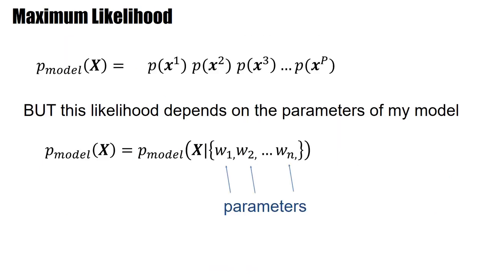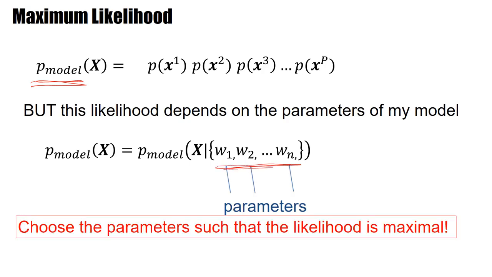Now, the concept of maximum likelihood goes now as follows. We know the likelihood that the model could have generated this set of data points, but this likelihood depends on the model parameters, which in our case would be the weights of the network. And now the idea of maximum likelihood is that we choose our parameters such that the likelihood is maximal. The likelihood that my data points could have been generated by my model becomes maximal.